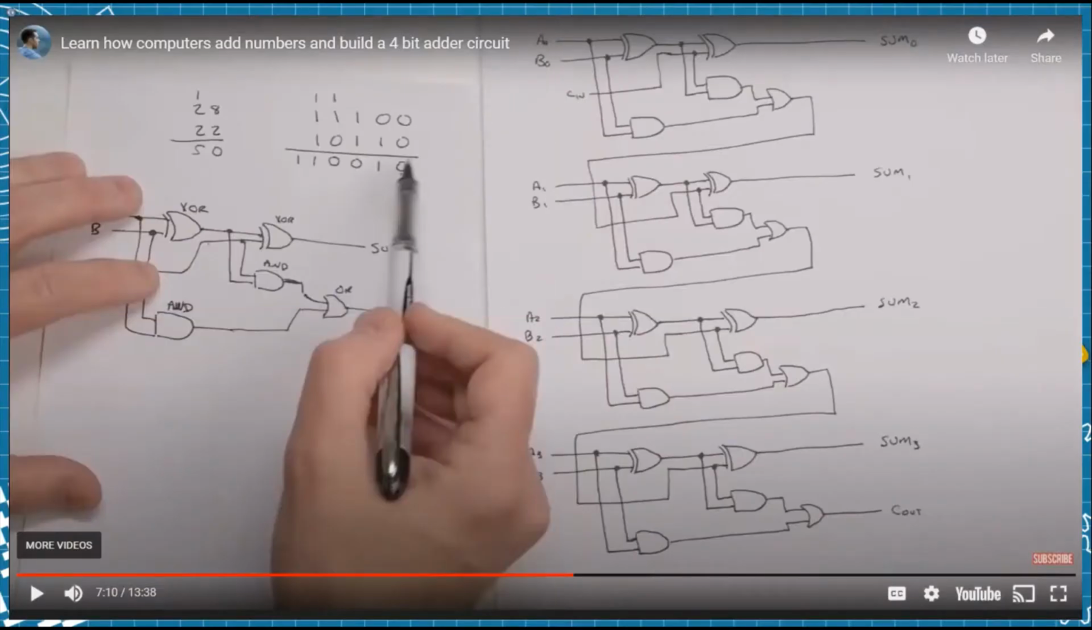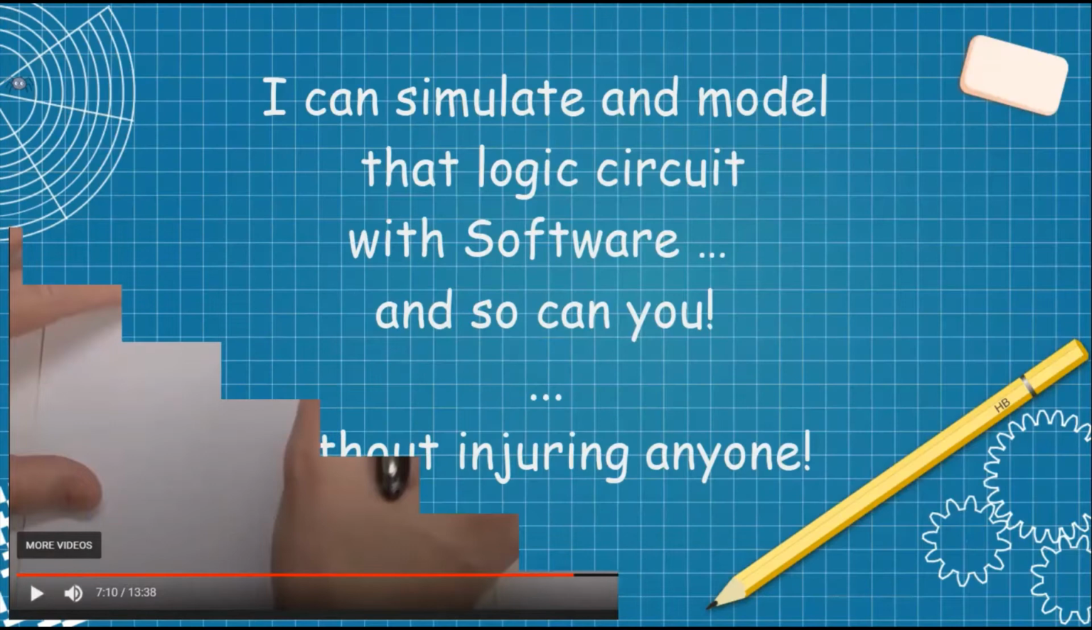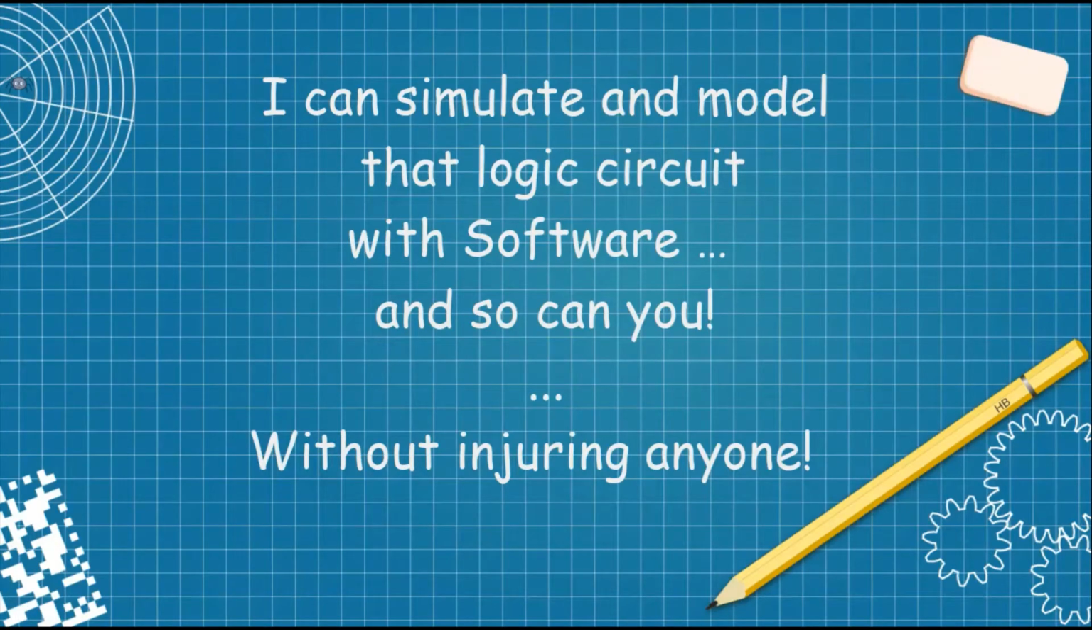On the other hand, when I see these logic circuits over there with all those logic gates, that makes me smile. That I can do. I can simulate and model that logic circuit with software, and so can you, without injuring anyone.